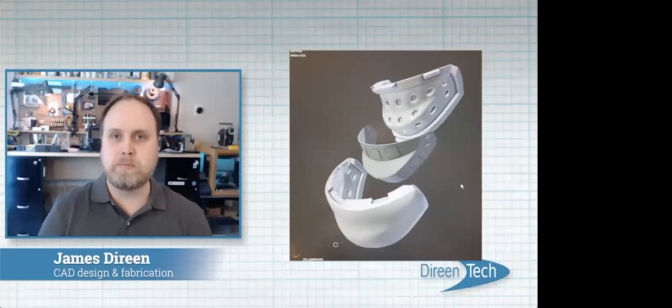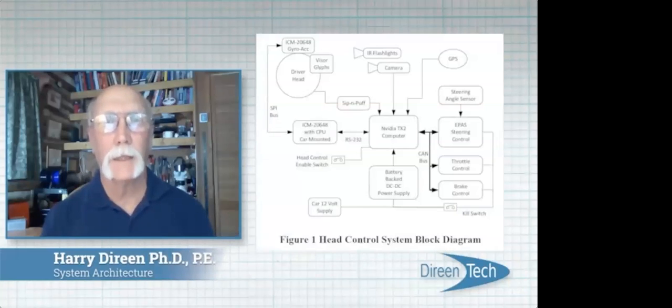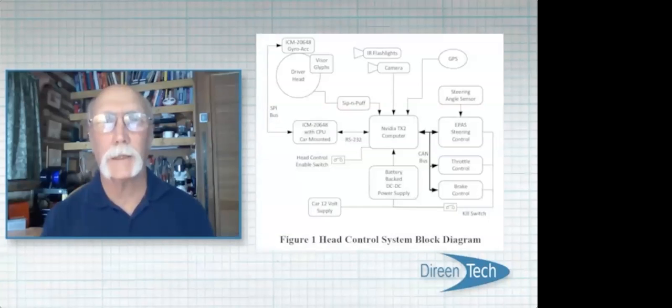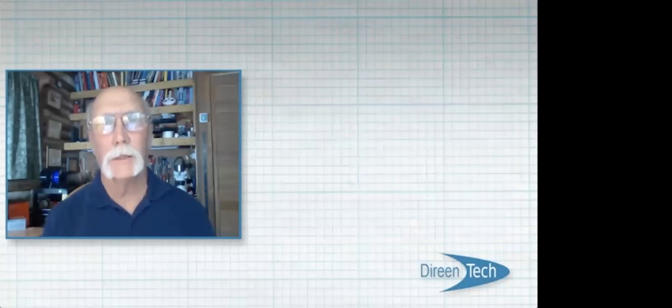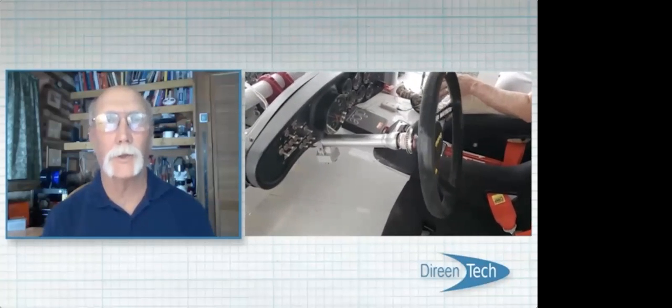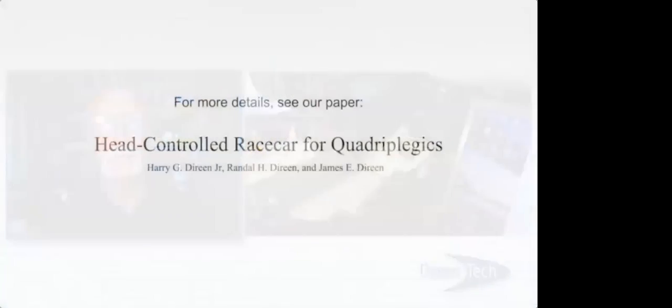We designed and fabricated a custom helmet visor with specifically known glyph locations that are easy to lock onto with vision processing. There are many elements or tasks that make up the head control system. These tasks must run simultaneously and in tight synchronization. We designed a multi-threaded system architecture running on an NVIDIA TX2 computer to seamlessly handle all of the control and image processing aspects of the race car.